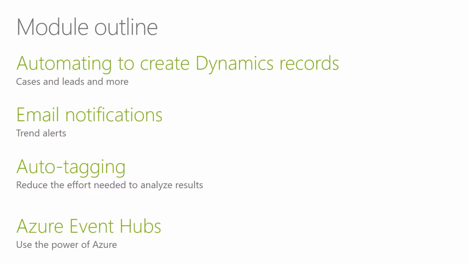So for our agenda for this module, we'll talk through automating and creating Dynamics records from within social engagement, and this can apply to cases or leads or any of your custom entities really. Email notifications and setups, we'll talk through trend alerts and such. We'll do some auto tagging where you can reduce the effort necessary to analyze the results of your posts that you have gathered. And we'll talk through using the power of Azure with Azure Event Hubs.